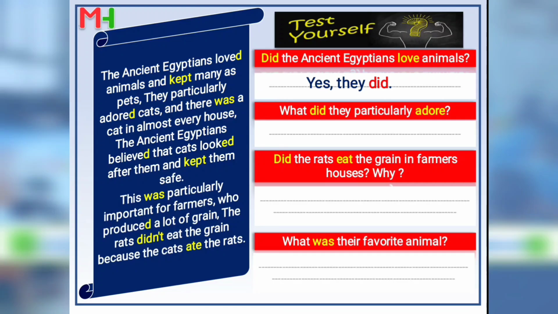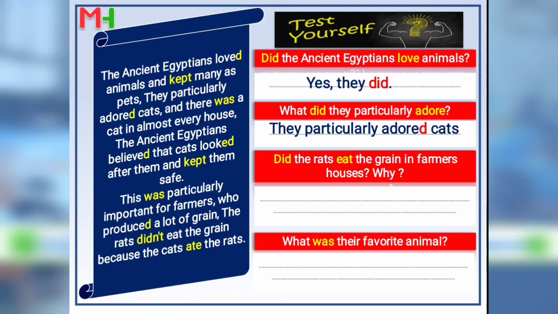Question number two, what did they particularly adore? Here we have a WH question. We started with WH word, then we have did plus subject, and we put the main verb in infinitive form after did. So our answer, it will be they particularly adored cats. Here we put the main verb in the second form, adored.